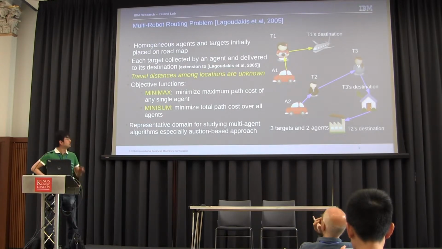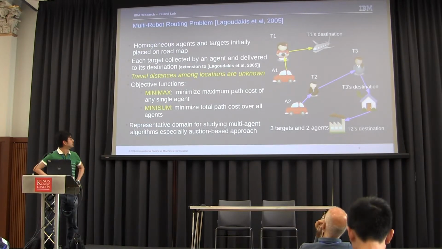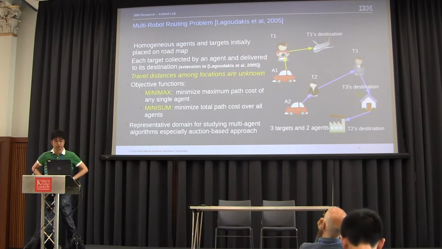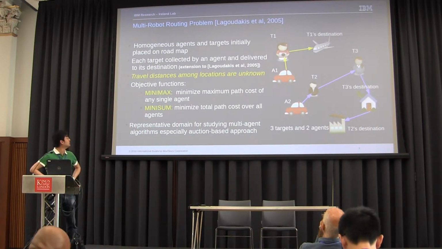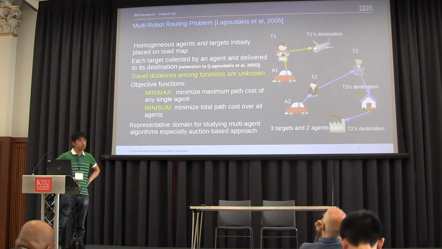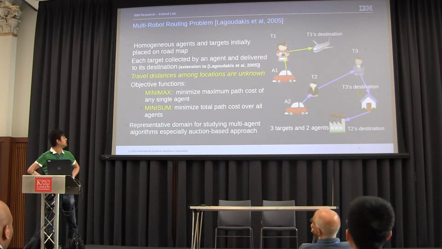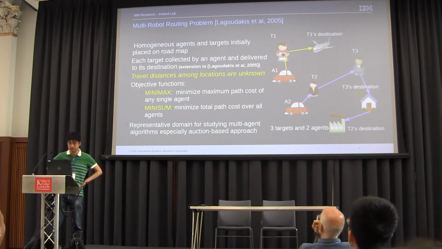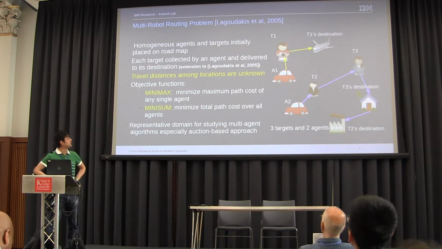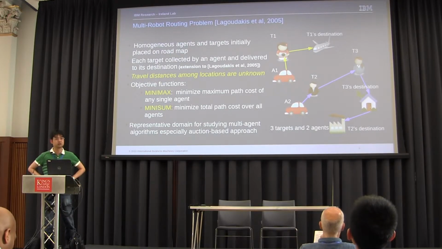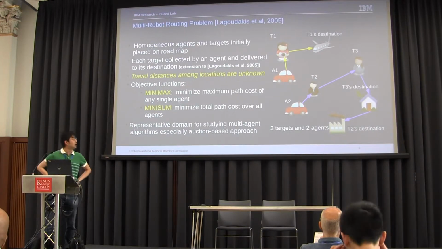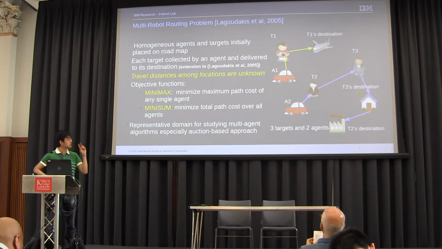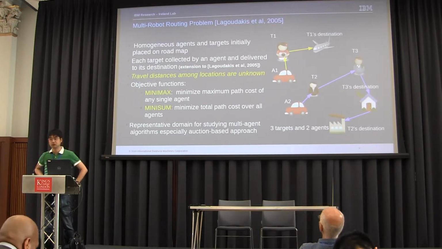And so this is a kind of extension to the existing setting for the multi-robot routing problem. But one more important extension to this problem is that the travel distances are not known beforehand, which means that we have to actually calculate how long it's going to take from location to location by performing some computation. And in this talk, I'm going to talk about two objectives.